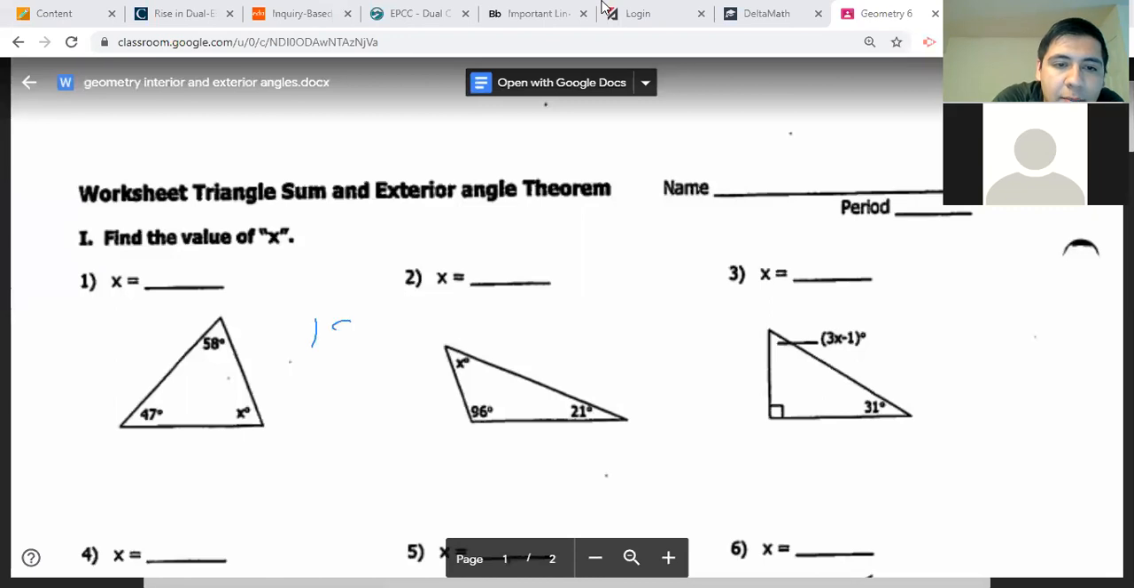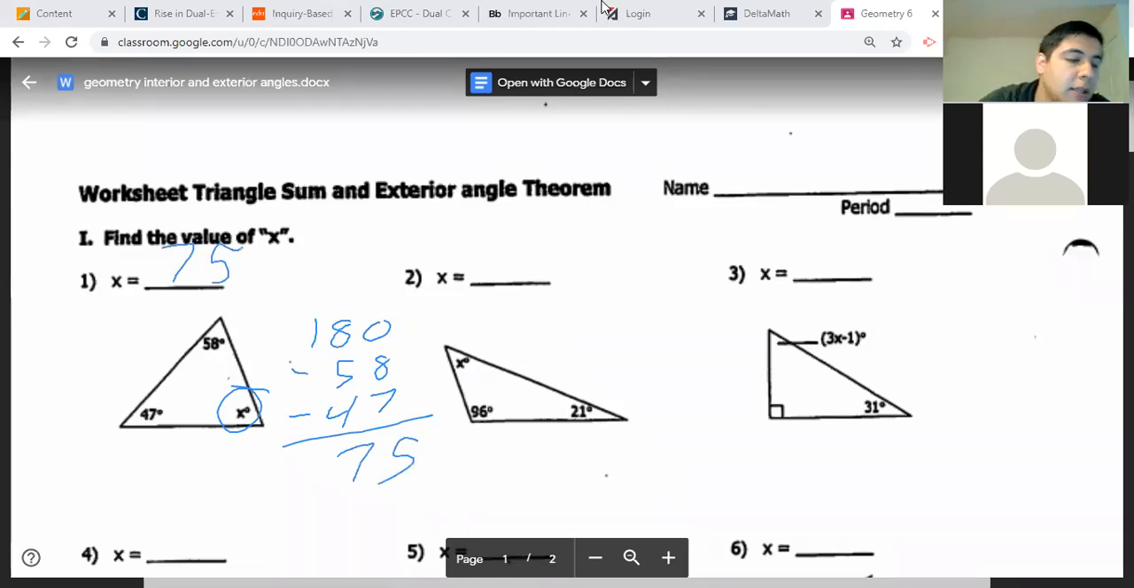So if, for example, I have 180 and we subtract, well, right here we have the other two angles, so we're gonna find it by subtracting the other two angles. So that's 180 minus 58 minus 47. That's 75. So that means that the last angle should be equal to 75. Okay. So what about with number 2?